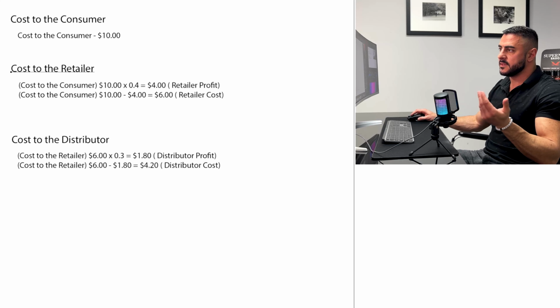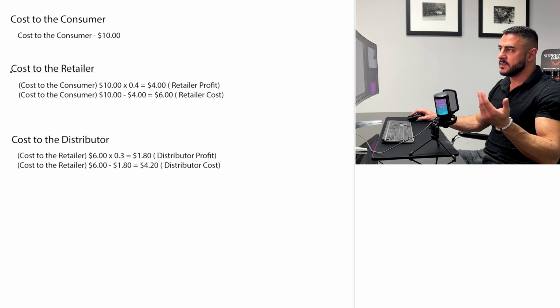So this means that we have to sell our product to the distributor for $4.20 in order for them to sell it to the retailer for $6 and make a profit of $1.80 in the process. Then our retailer is going to buy the product from the distributor at $6, sell it to the consumer for $10, and make a $4 profit in the meantime. So this is how the tiers go up.